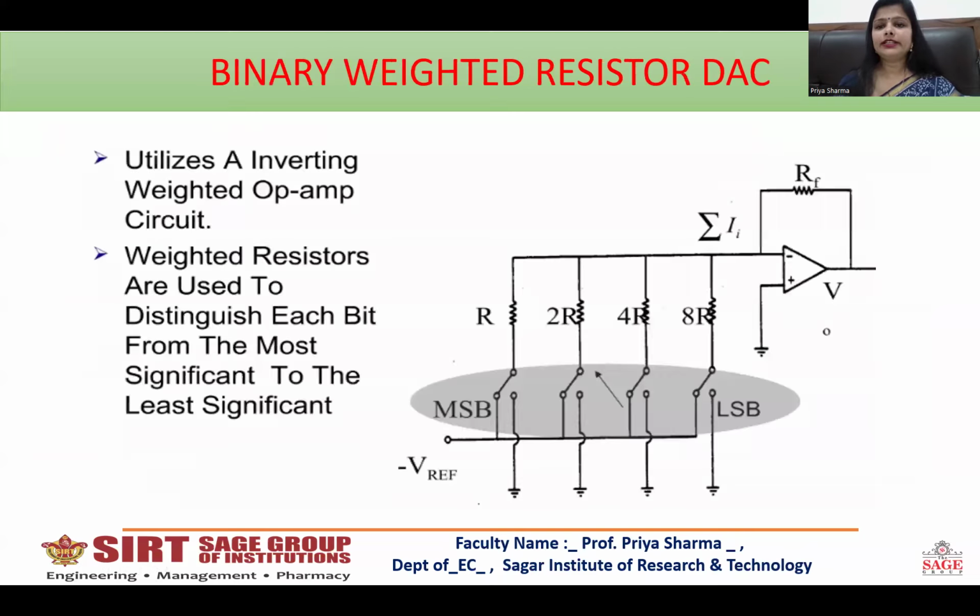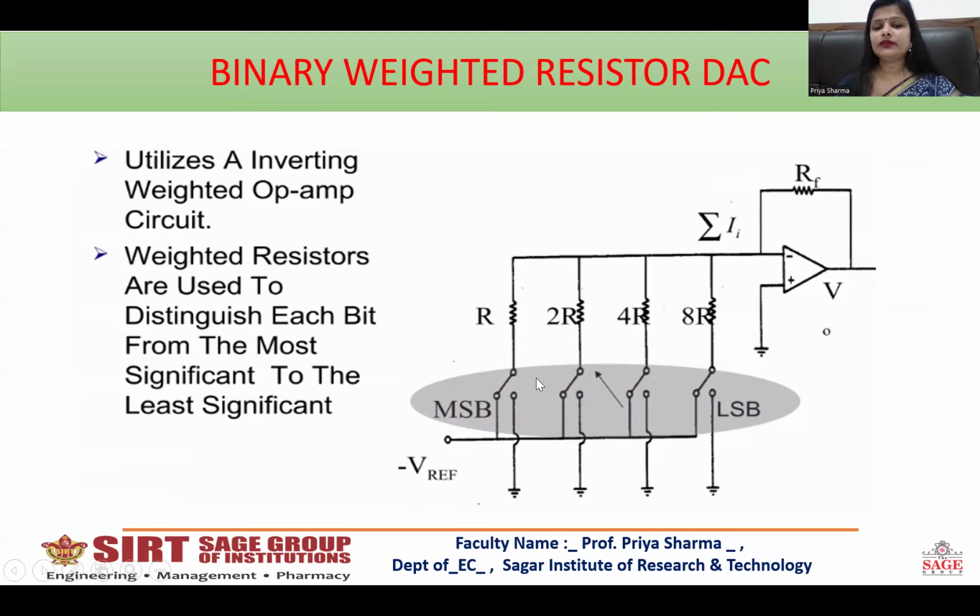Coming to the binary weighted resistor DAC, it utilizes an inverting weighted op-amp circuit. Why is it stated as inverting? Because the resistor network is connected to the negative terminal of the op-amp. That's why it is termed inverting. The weighted resistors are used to distinguish each bit from the MSB to the LSB. The leftmost bit is the MSB and the rightmost bit is the LSB.